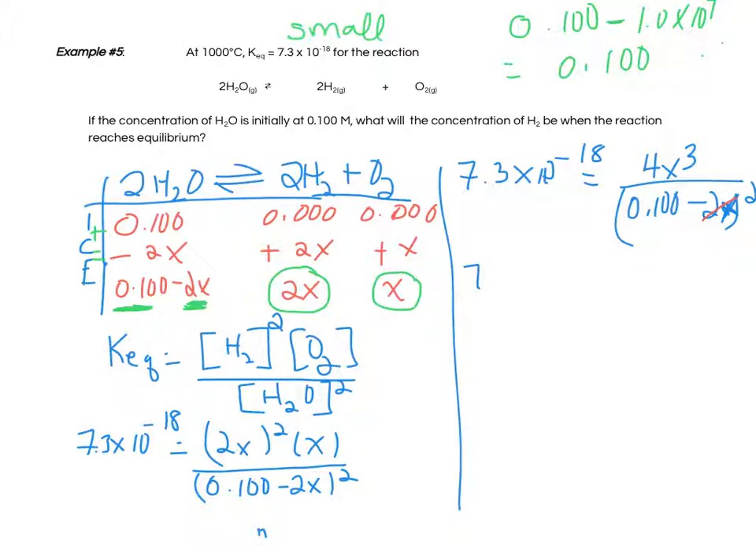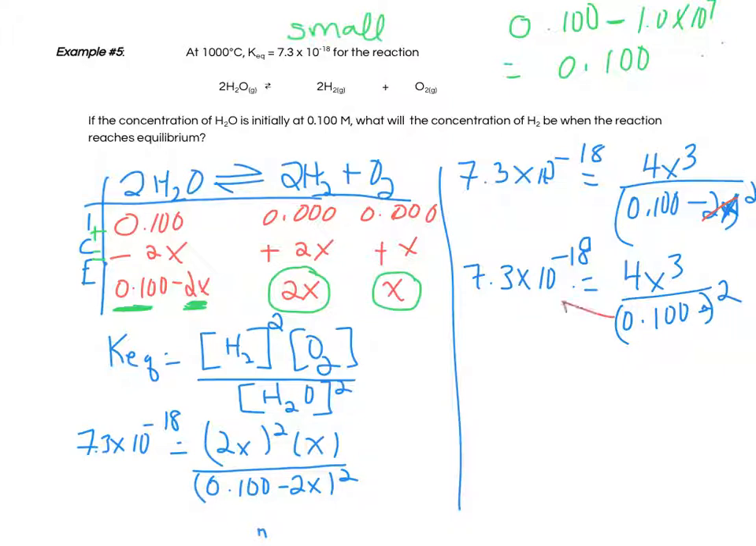So here's the lesson, when KEQ is quite small relative to the initial concentration of our reactants, then the value of our equilibrium concentration of products is really, really small, and sometimes that means we can simplify the math. So 4x cubed, now I can rewrite this as 0.100 minus 0.100 all squared, and that's a lot easier to solve.